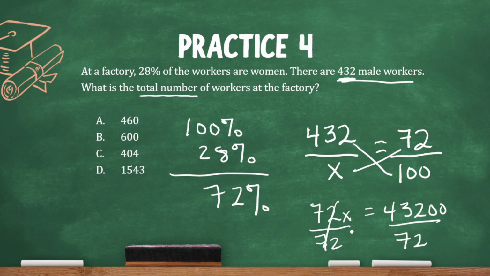And let's go ahead and do that. 43200 divided by 72 is 600. So the total number of workers should be 600. Now we could check our work a few different ways. We could do 432 divided by 600 and make sure we get 72. Let's go ahead and do that. 432 divided by 600, and we do get 72%, right? 0.72 is the same as 72%.